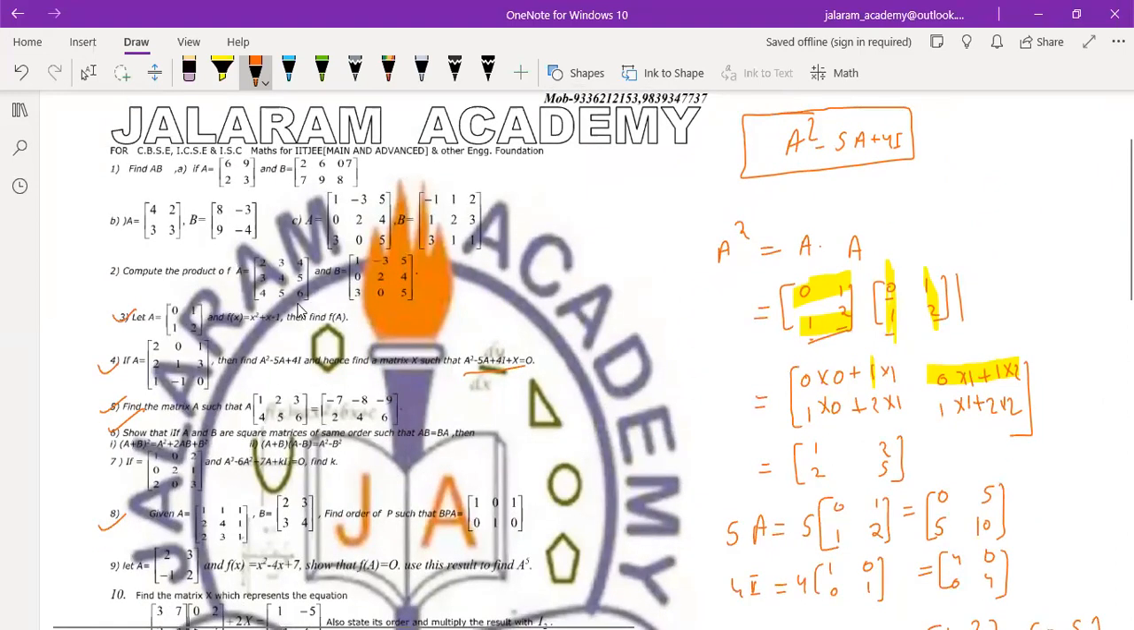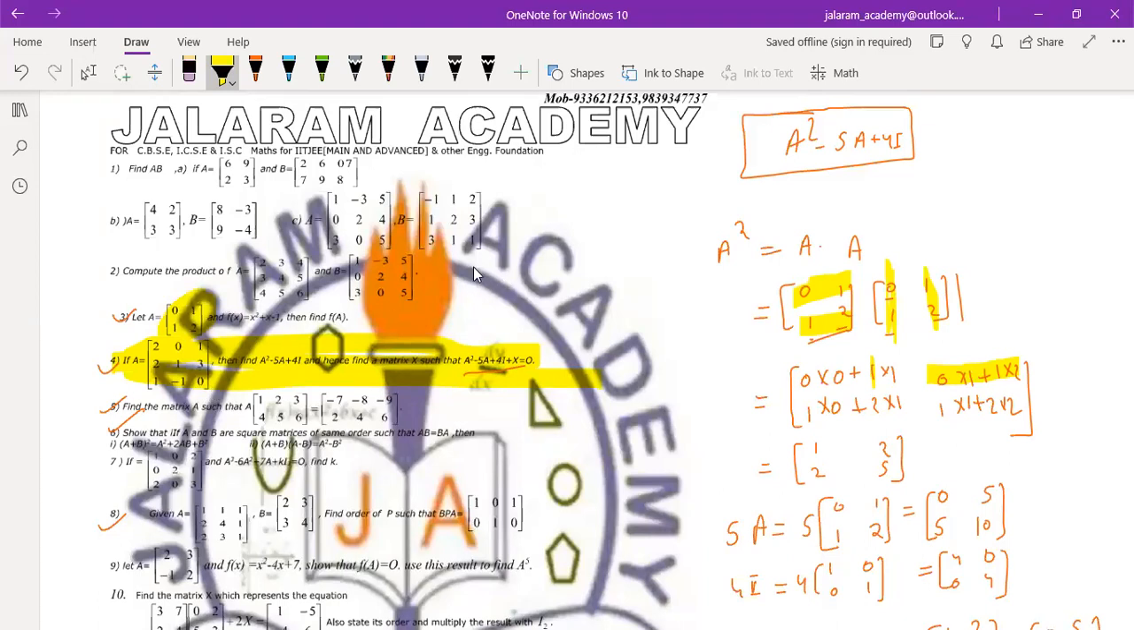So this is the solution of question number 4. Actually 3 and 4 are mixed. So this is the method. I think you have understood how to solve question number 4. It has a matrix of order 3 cross 3. So similar thing we have to do in this also.